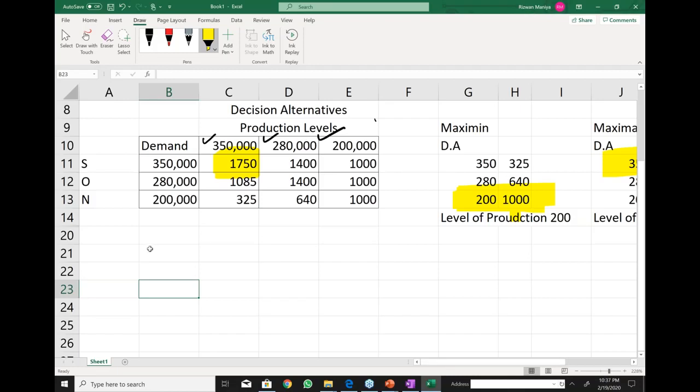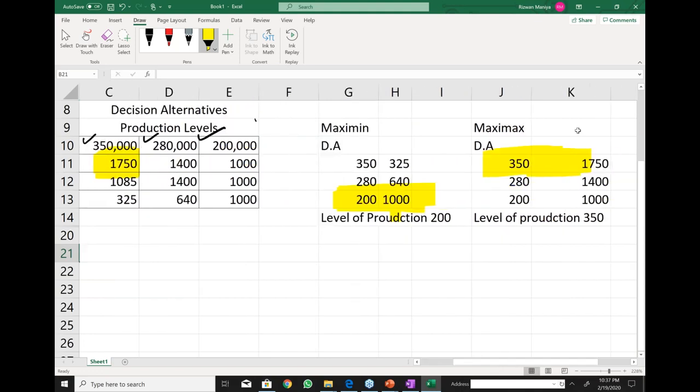Now guys, the third technique is expected value. So from minimums, we have selected the maximum. Here from maximums, we have selected the maximum. And then comes the expected value.